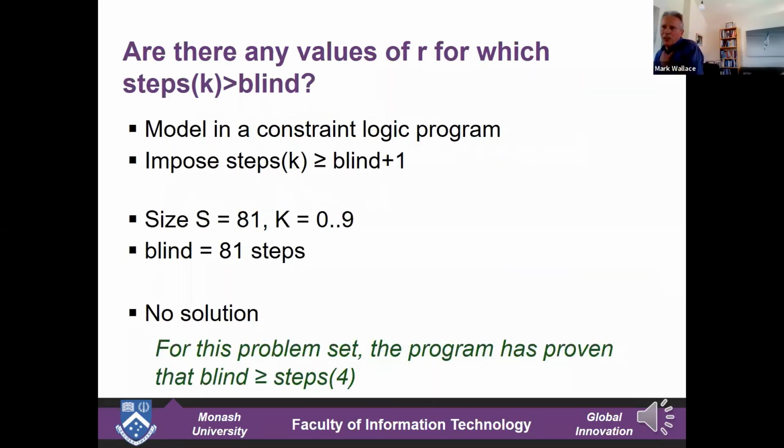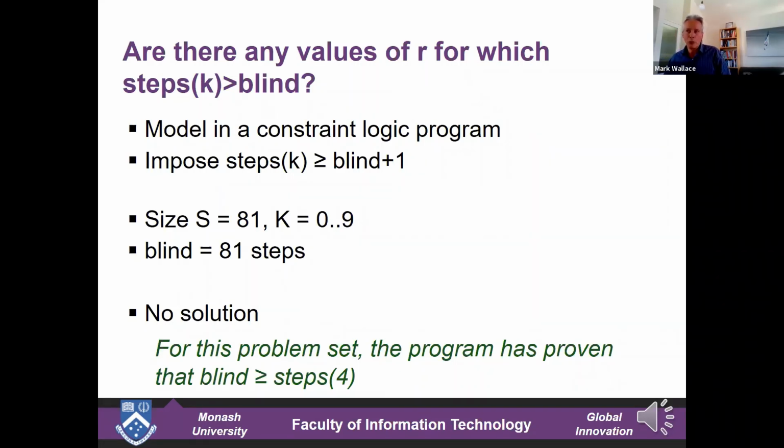The question is: are the number of steps taken with neighbourhood search, given that you satisfy that RKI is decreasing and you have balanced or boosting neighbourhoods, so you satisfy the conditions of NSF, can steps K be greater than blind? So what we did was use a constraint program and impose the constraint that steps K is greater than blind, and the program fails. So the constraint program fails, proving that blind is always going to be greater than or equal to the number of steps.